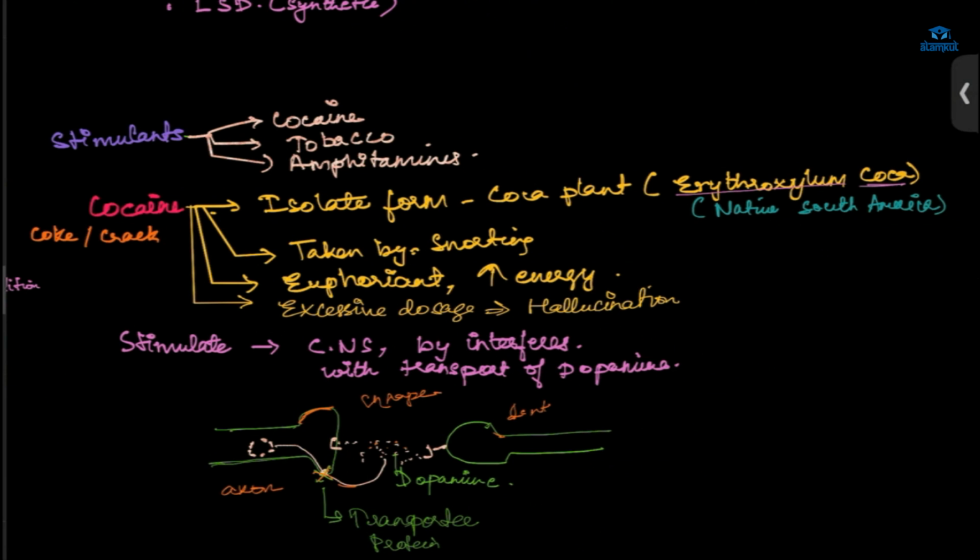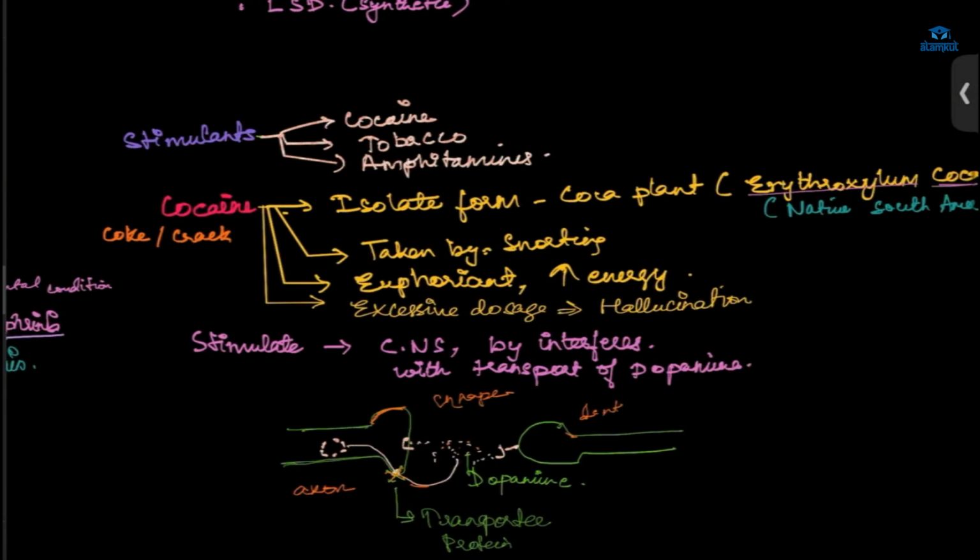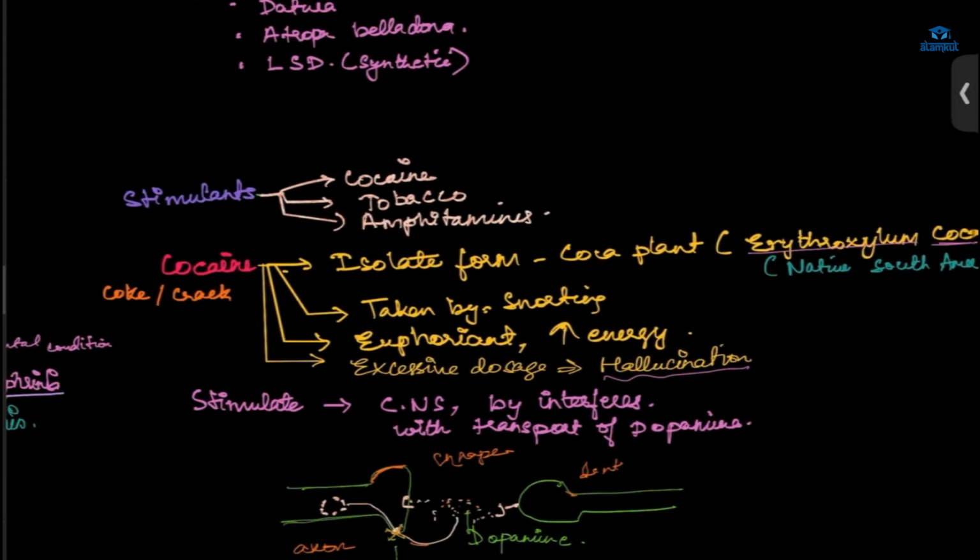Here it is taken by snorting, and this is also a euphoriant. That means it gives pleasure and it increases the energy. Then if we are taking an excessive dose, what will happen? There will be hallucination, because we are taking it excessively.